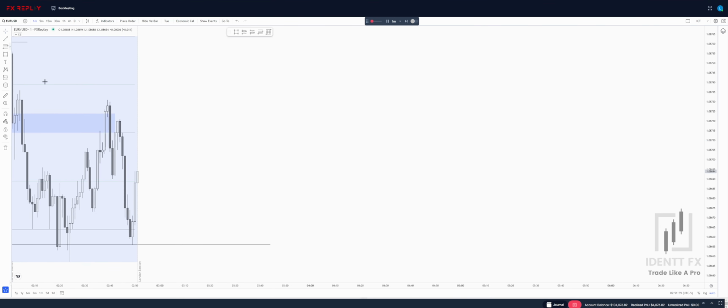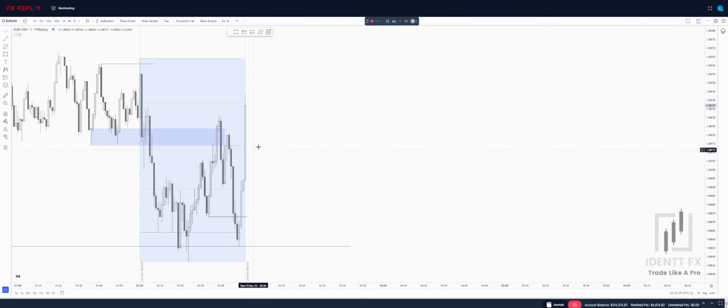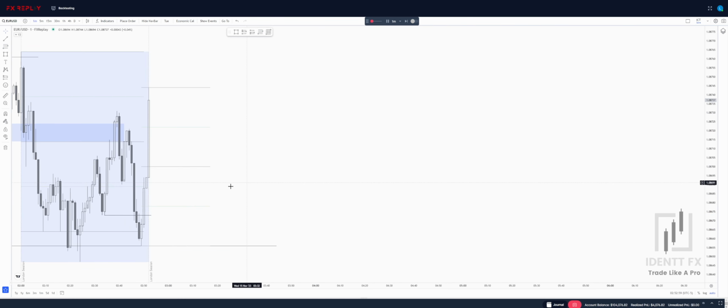Okay, we do seem to sweep this particular low right here. Oops, there we go. And we have immediate follow through. That's really clean. Let's grab our FIB tool, pull it to the highs right here and see. So we have this FVG, I suppose. This one hasn't formed yet. So we have this one as our fair value gap.